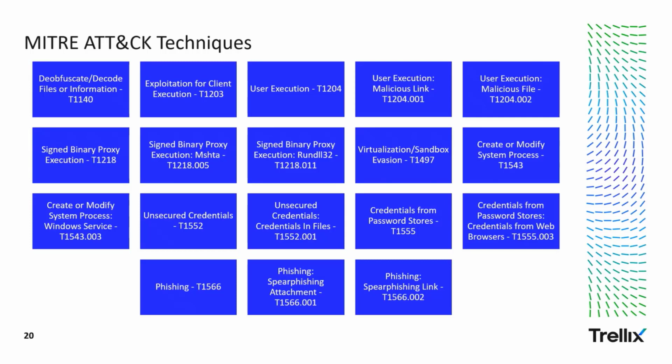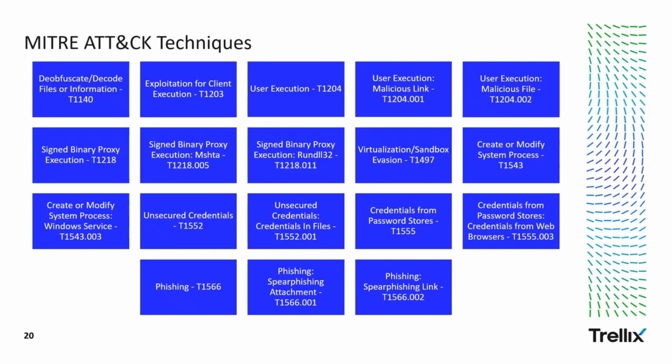Moving right along, we're getting to technique T1497, which is virtualization/sandbox evasion. Here, adversaries may employ various means to detect and avoid virtualization and analysis environments. Next technique is going to be T1543, which is create or modify system process. Here, adversaries may create or modify system-level processes to repeatedly execute malicious payloads as part of persistence. The technique utilized here is Windows Service, which is technique T1543.003.